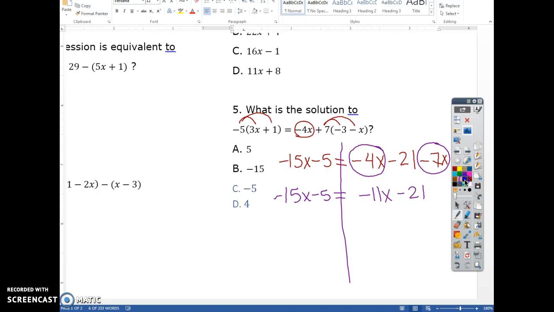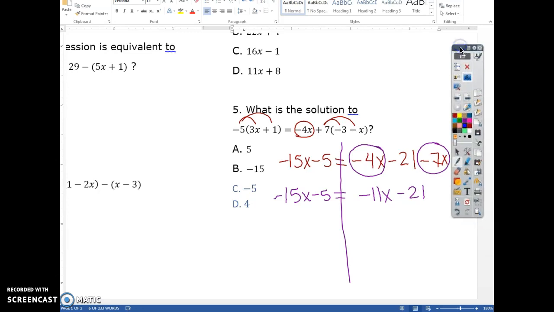Then we move the smallest variable. Which one's the smallest variable? The negative 15x is the smallest variable, and you move it by adding 15x to the other x. Okay, that cancels, and this gives you 4x. Bring everything else down, minus 21 equals negative 5.